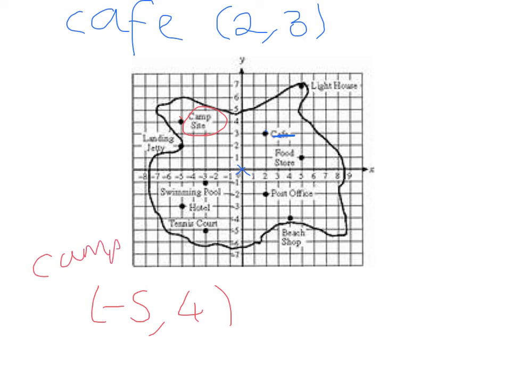Last example we're going to look at is the post office. So the post office, I have to go along 2 and down 2. So my coordinates would be (2, -2) to get to the post office.